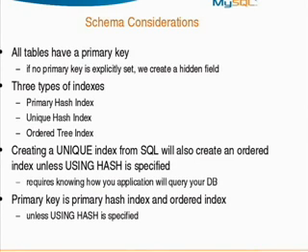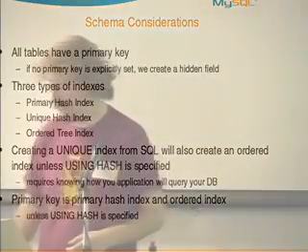You can create a unique index using only a hash index. If you're not doing ordered stuff and just doing key lookups, you don't need to waste that extra memory and time whenever you do updates. The primary key is a primary hash index and an ordered index, unless using hash is specified. So we give flexibility there.